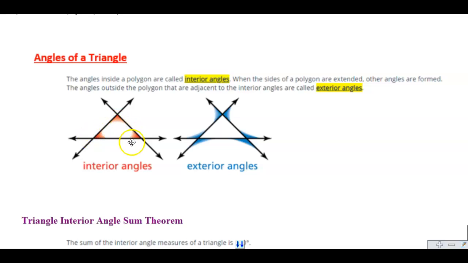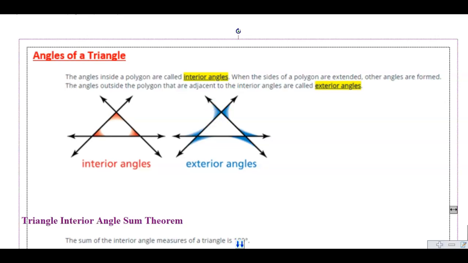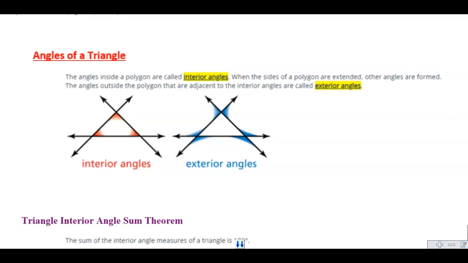So the angles inside the polygon are what we call the interior angles. But when we extend those lines, we have now created what we call the exterior angles. The exterior angles are the angles that touch the inside angle. The exterior angles are highlighted as such. When we have a triangle, we have 6 exterior angles. Both the interior and the exterior angles have certain properties.